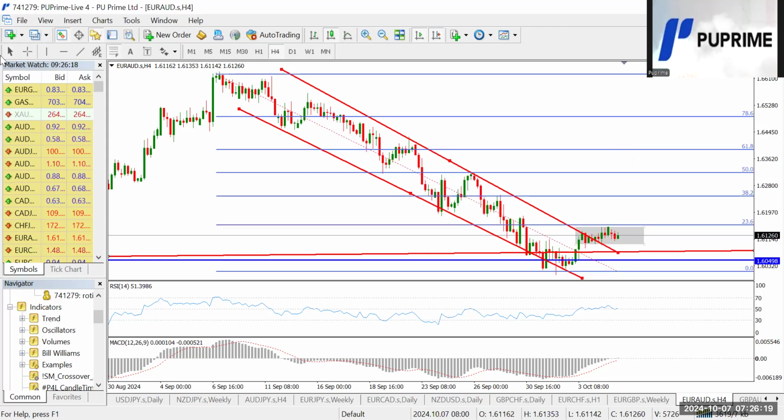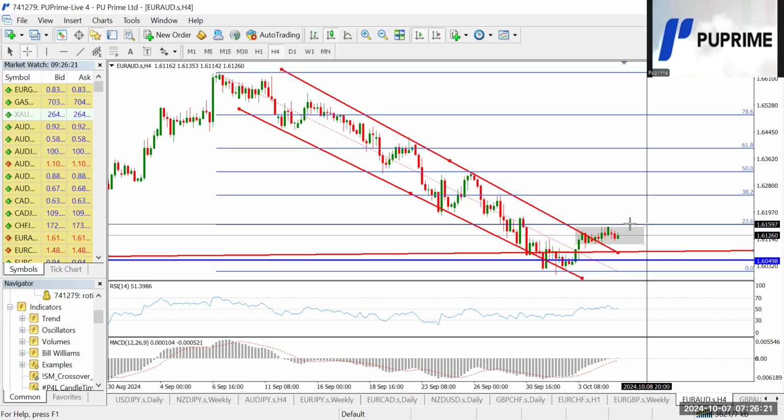It can be in the range of, if you look at entry around Fibonacci 23.6, Fibonacci 38.2 can give as much as 91 pips. So Fibonacci 50 can give about 162 pips, and Fibonacci 61.8 can give about 230 pips. So there's a massive bullish potential.